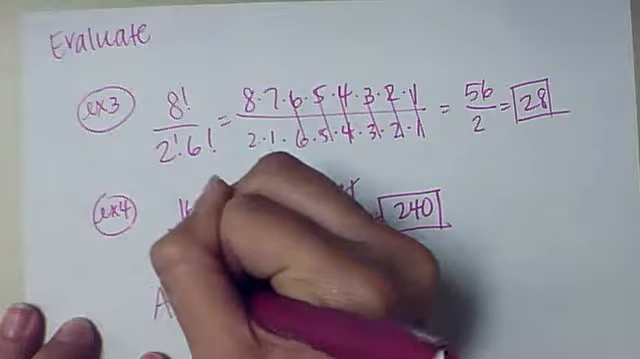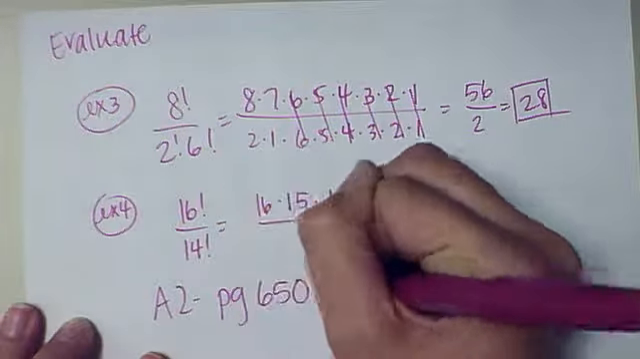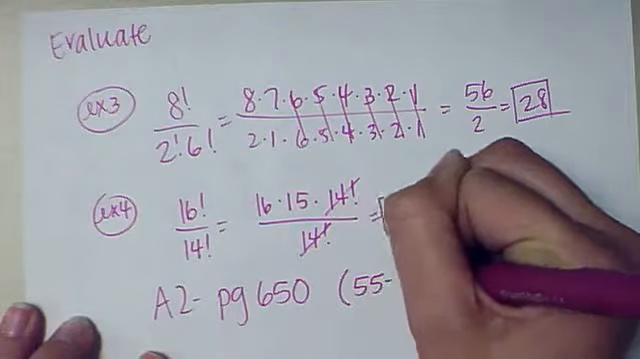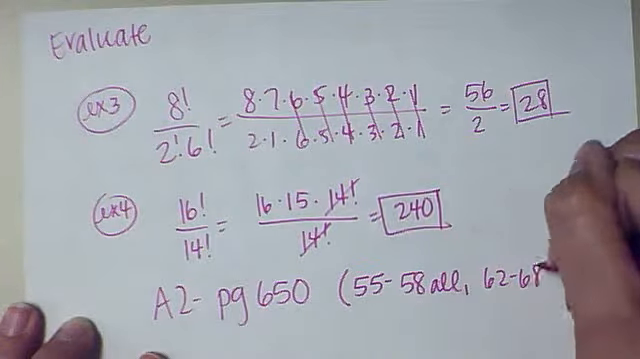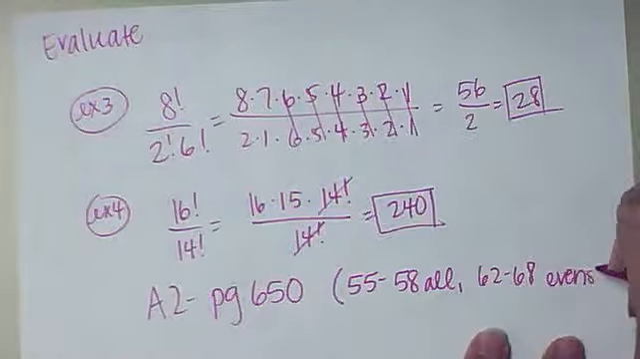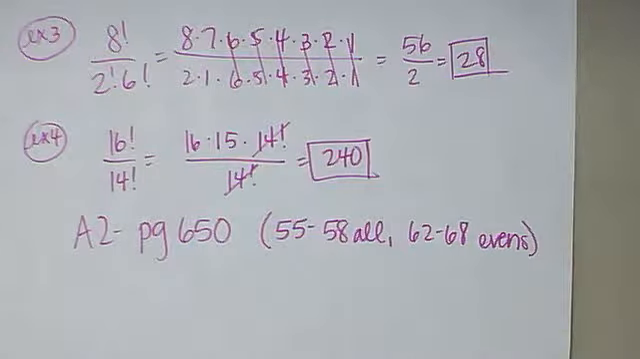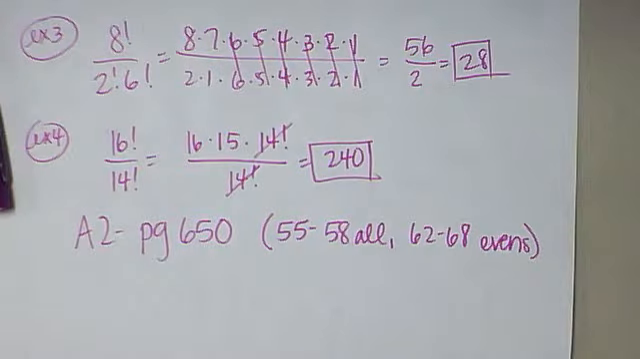Your assignment number 2 is page 650. It's numbers 55 to 58, and you need to do all of those. And then 62 to 68, just do the evens on that. This is mostly practicing recursive sequences and factorial pieces. Good luck, and let me know if you have questions.